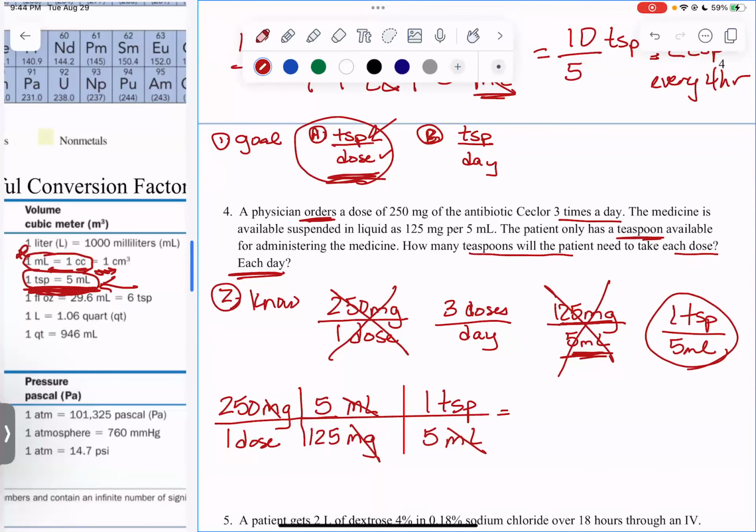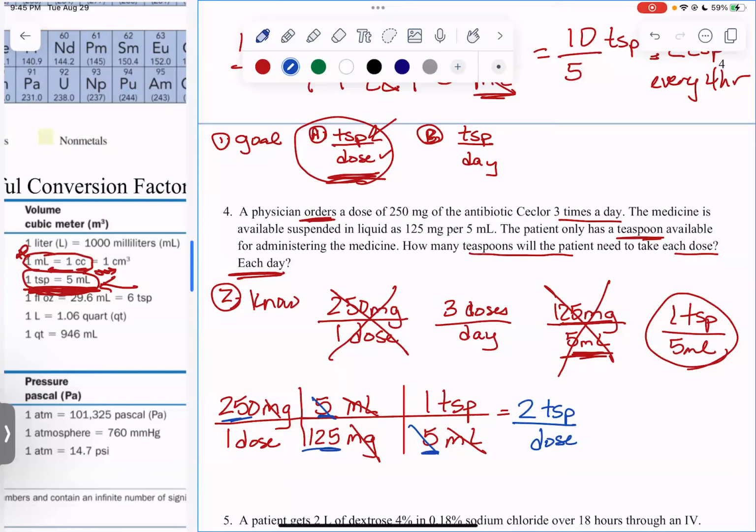So now that equals, we have 250 times 5, but look, this is one thing I like to do. I like to look at this and say that's a 5 and that's a 5, so that cancels. That's really easy. And then 250 divided by 125, that's just in half, so that's 2 teaspoons per dose. Now you don't have to do the math in your head. You can just put it in your calculator. That's cool.